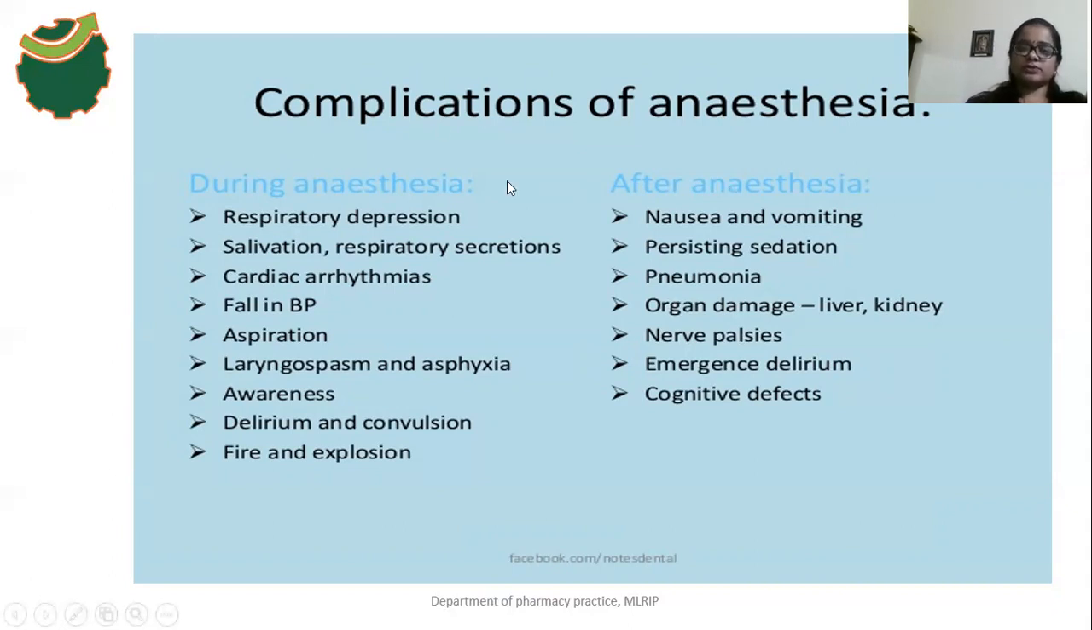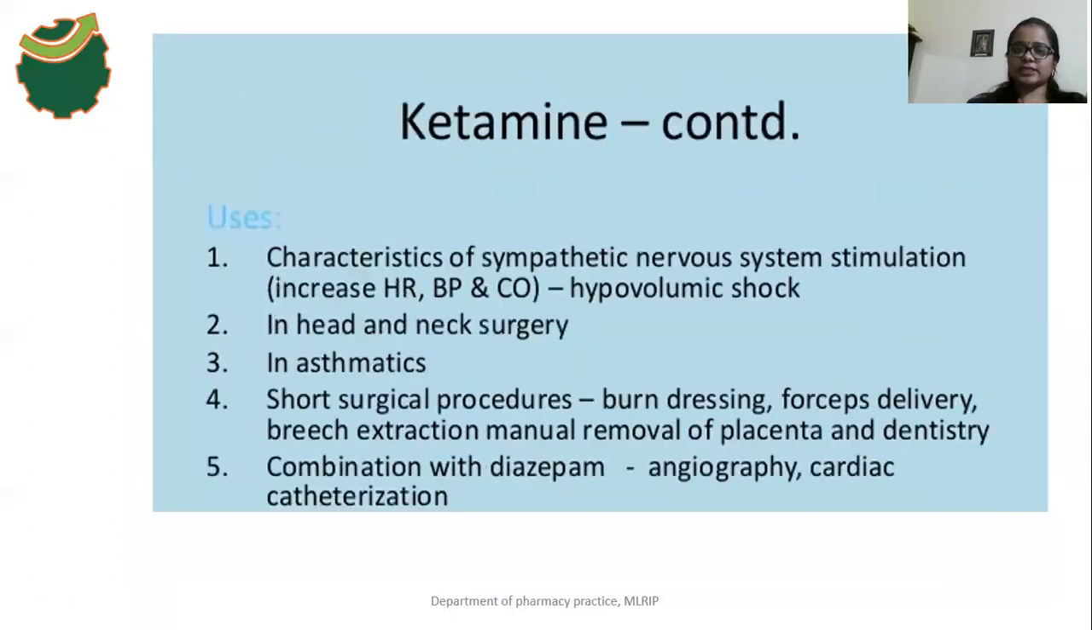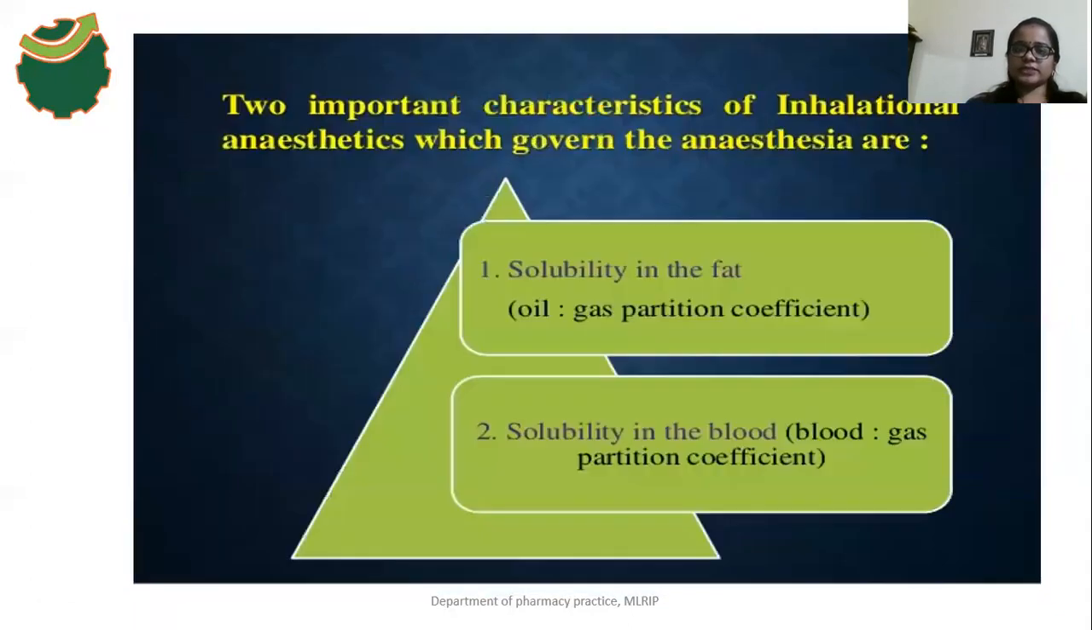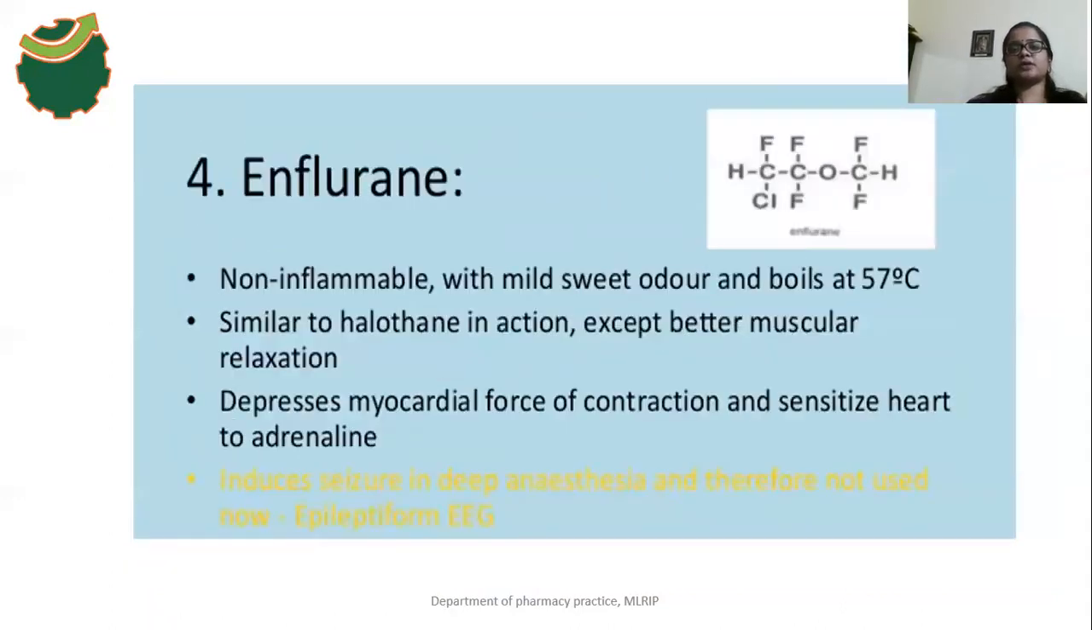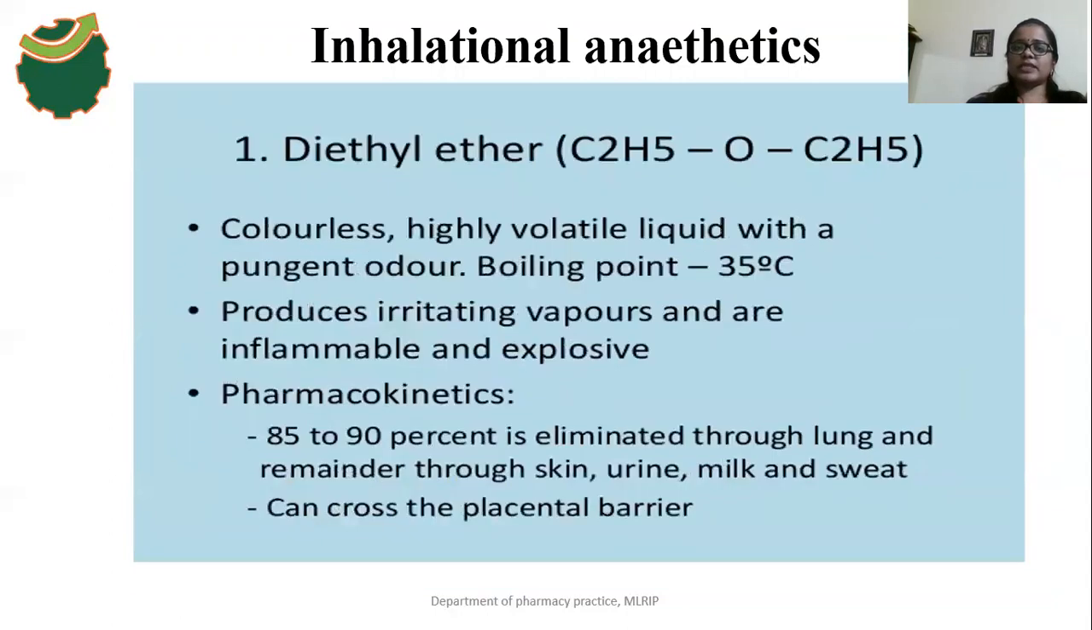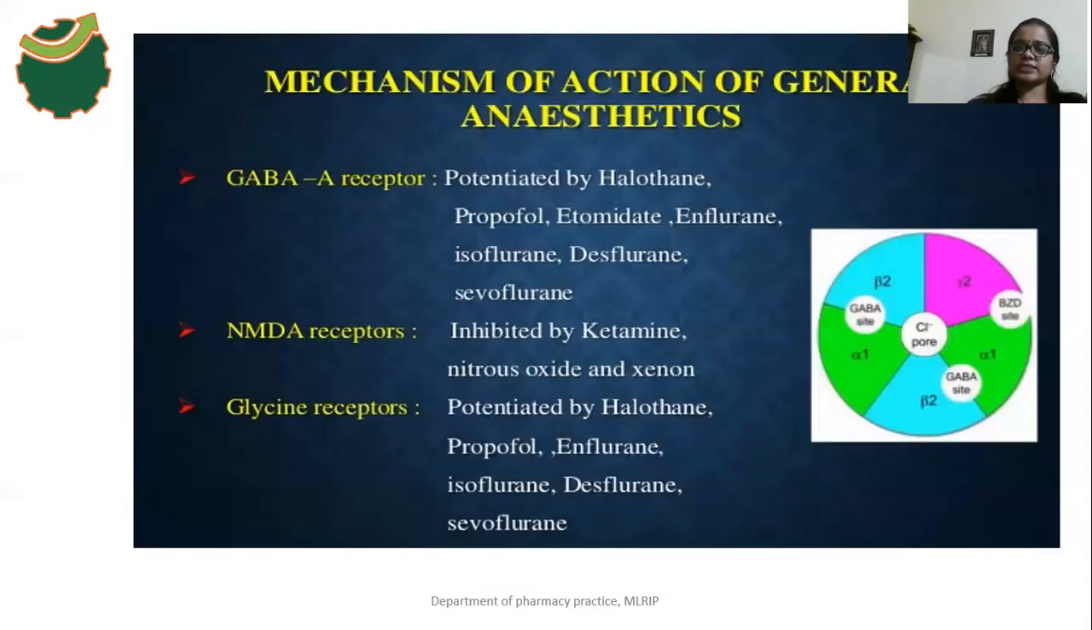Okay, so this is the total information about general anesthetics. General anesthetics are divided into two types: inhalation and intravenous. And the mechanism of action of these general anesthetics: the ketamine drug and nitrous oxide inhibit the NMDA receptors, but all the remaining intravenous and inhalation anesthetics potentiate the actions of the GABA A receptor and glycine receptors.